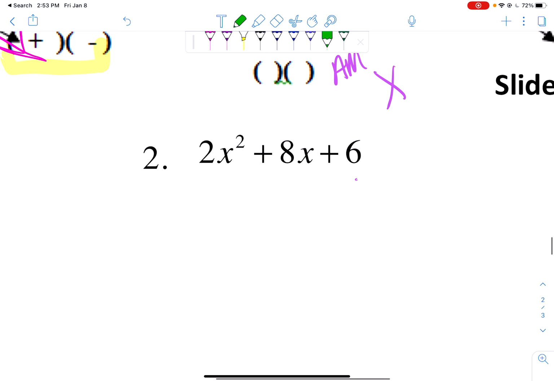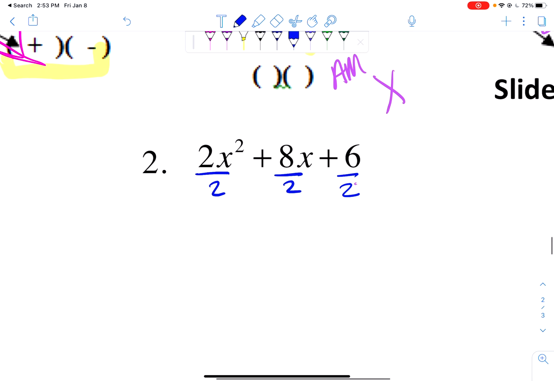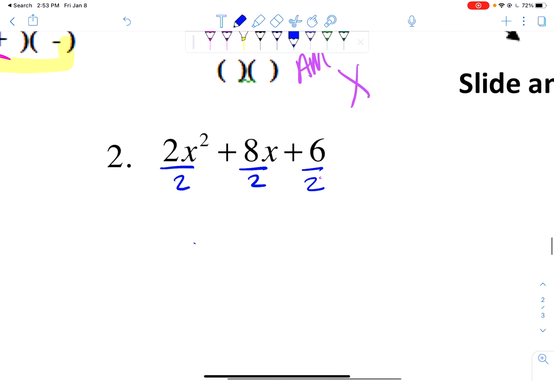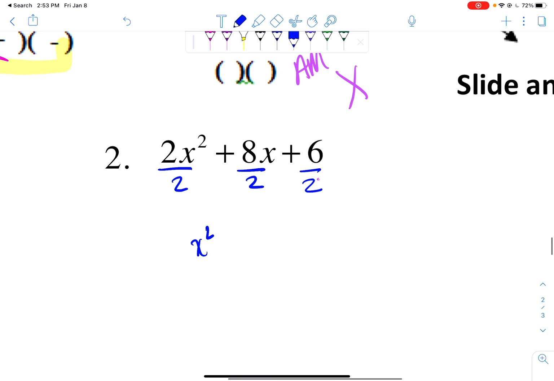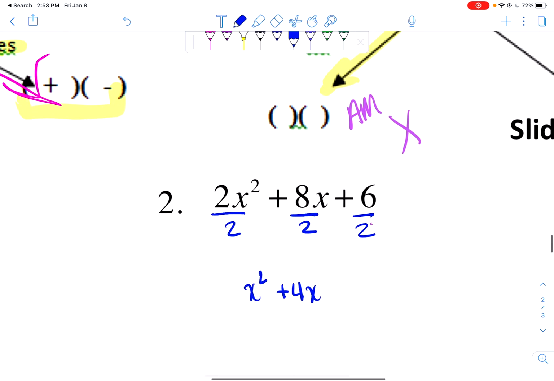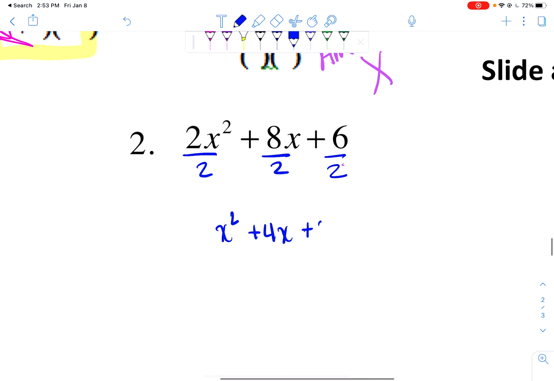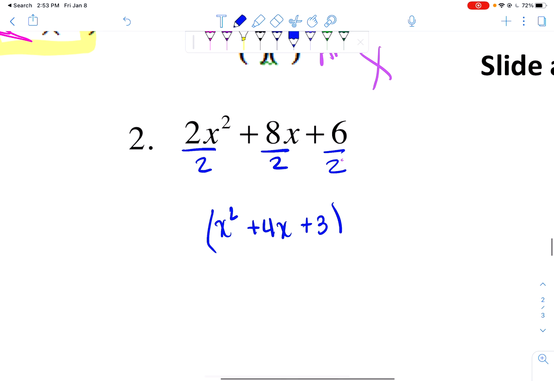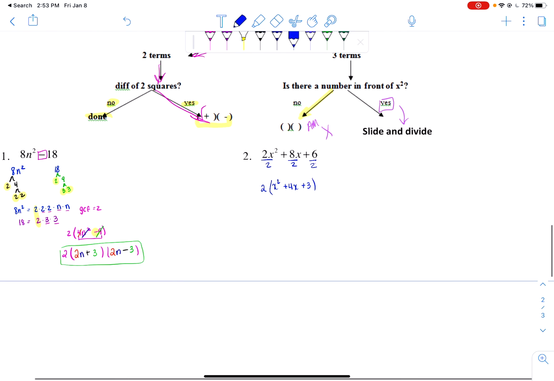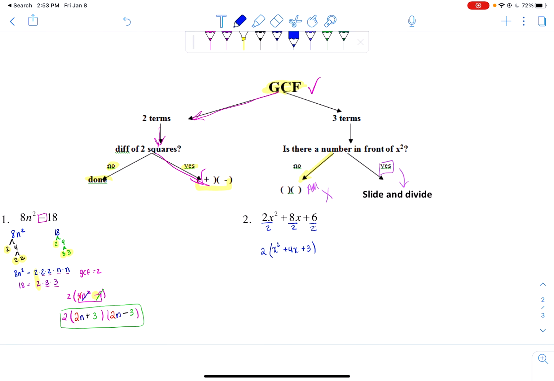So whenever you have a trinomial, here's what I recommend. See that term in front? Divide every single term by it. So I'm going to divide every single term by a 2. So I get 2 divided by 2 is 1, so I get x squared. 8 divided by 2 is 4, so I get a 4x. And 6 divided by 2 is 3, so I get a plus 3. Don't forget, you got to put that term in front to show that you just pulled it out or reverse distributed.